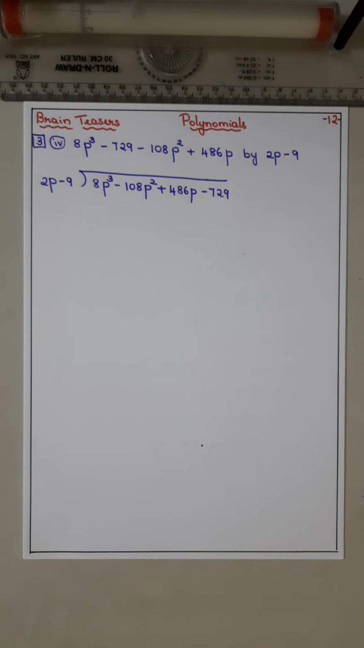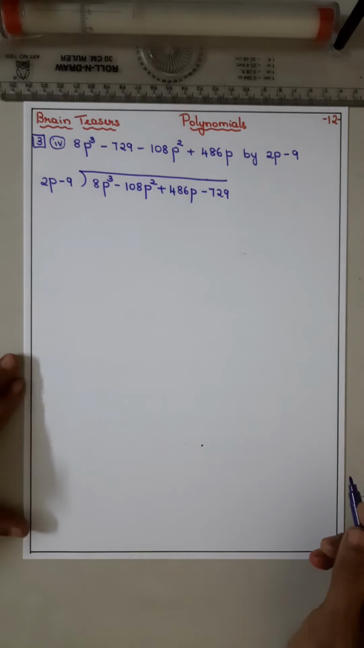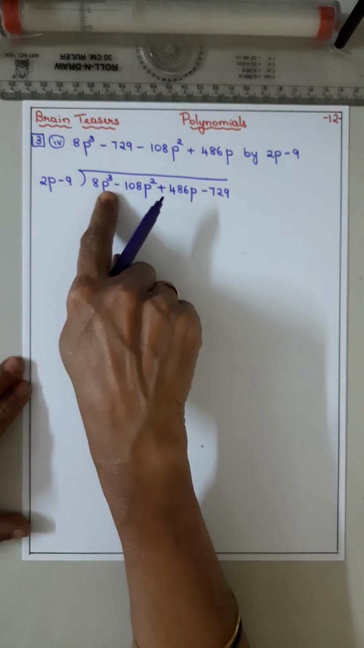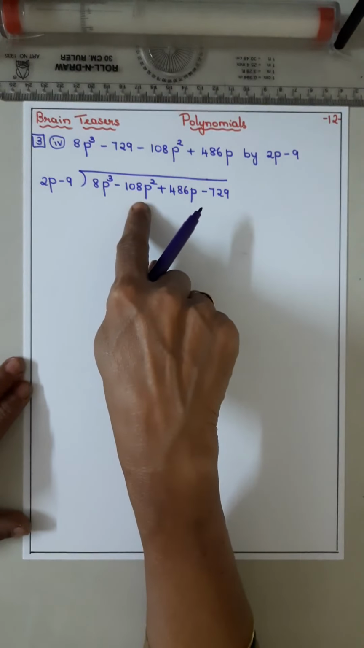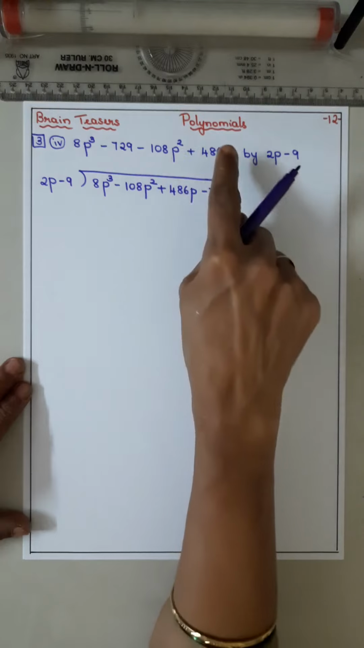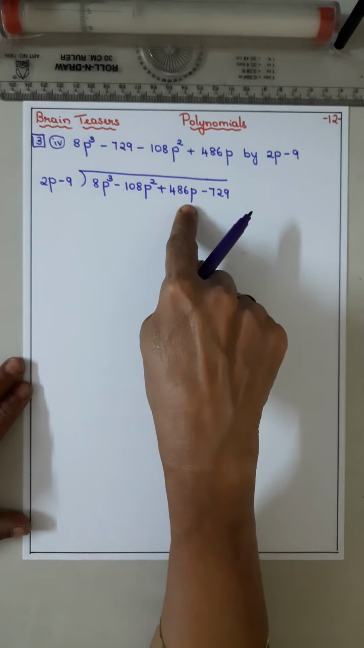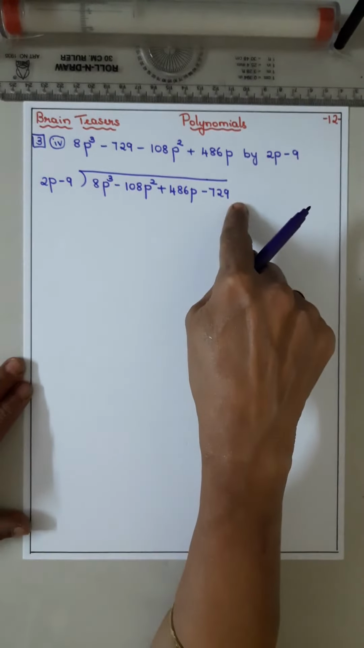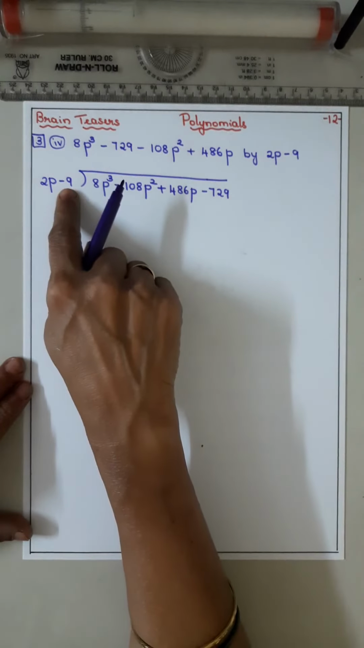We are discussing the brain teasers of polynomials. We are in question number 3, subdivision 4. Divide and check the answer. So it is 8p cube minus 108p squared plus 486p minus 729 divided by 2p minus 9.